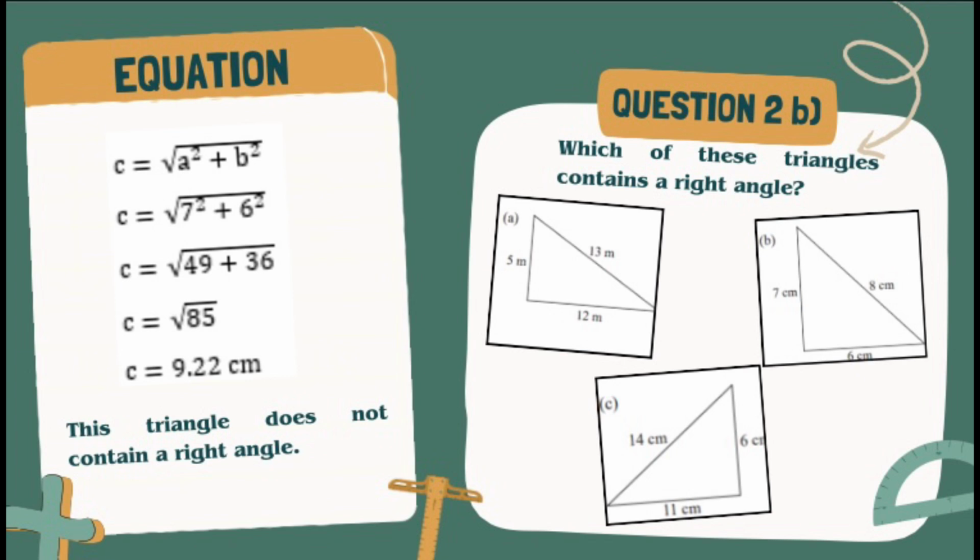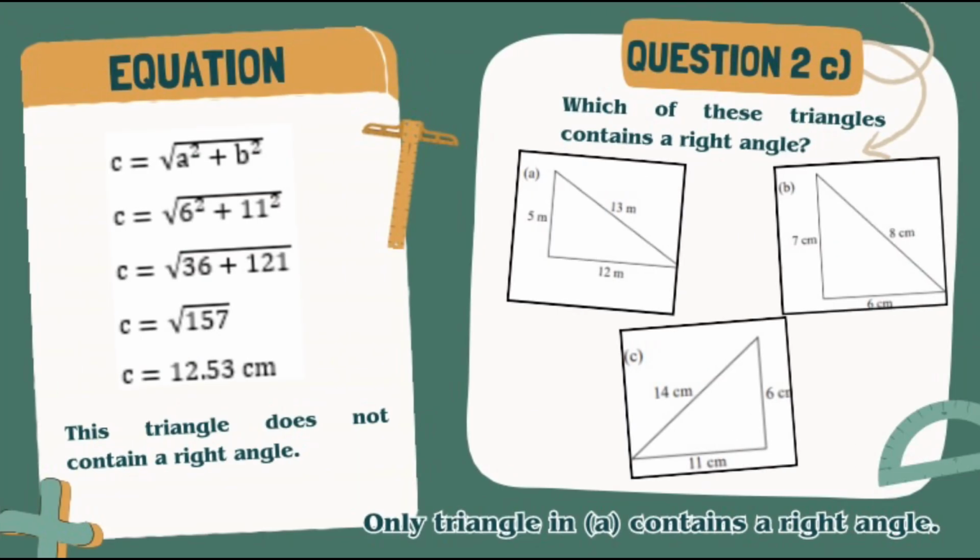Triangle B is equal to 9.22 centimeters, which is not the hypotenuse value. And triangle C is equal to 12.35 centimeters, which is not the same hypotenuse as well. This concludes that only triangle A has the right angle.